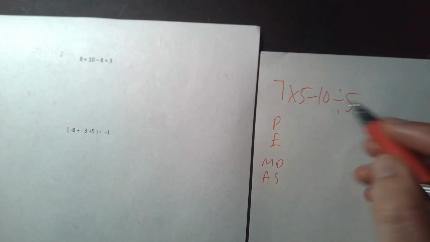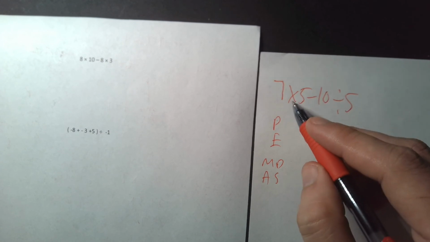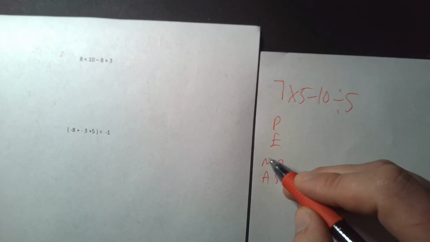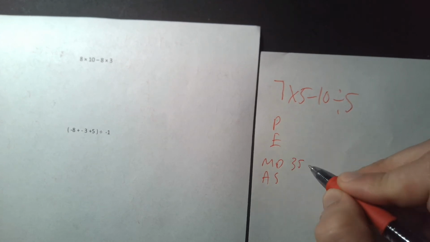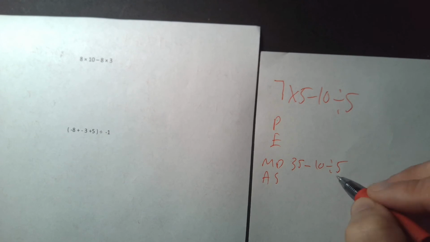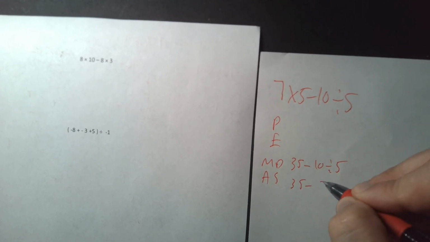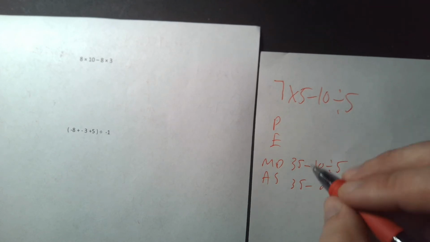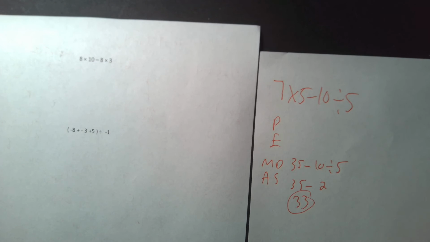I have a multiplication and I have a division. So I'm going to multiply first because it comes first, not because M is first, but because it's before the division sign. So we have 35 minus 10 divided by 5. Okay, now I have to divide before I add or subtract. So we have 35 minus 2. 10 divided by 5 is 2. And 35 minus 2 is 33.